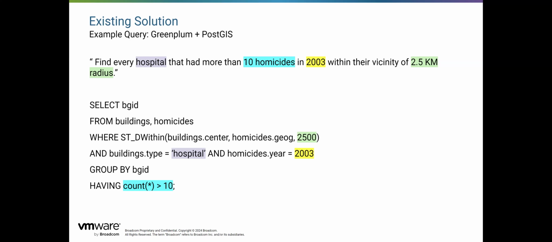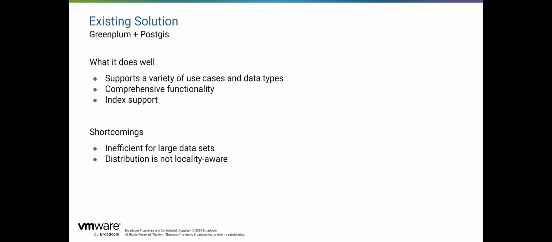And what are the downsides? What's the problem of this solution? Let's first see what it is good at. It supports a variety of use cases, within, overlap, all of those intersections, everything. It's great. It has comprehensive functionality, and it has index support with GIS.